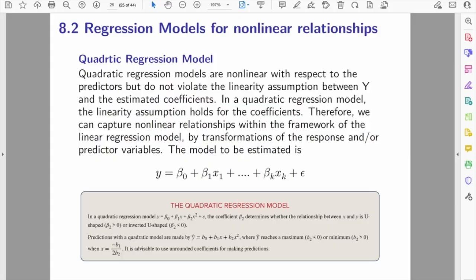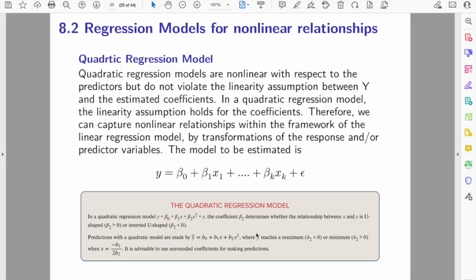So the quadratic regression model is appropriate when the slope capturing the influence of x on y changes in magnitude as well as sign. The quadratic regression model with one predictor variable can be written as y equals beta naught plus beta 1 x plus beta 2 x squared plus epsilon. And we can extend this to have multiple predictor variables. Also, when you do prediction with a quadratic model, you get this predicted or estimated model. And the coefficient of x squared, which is b2, is important.